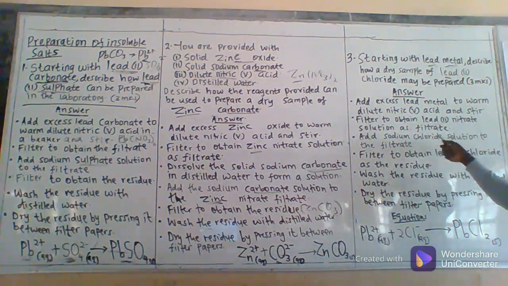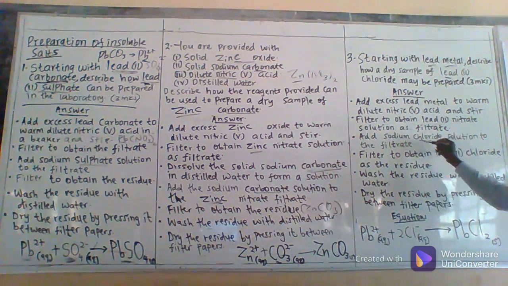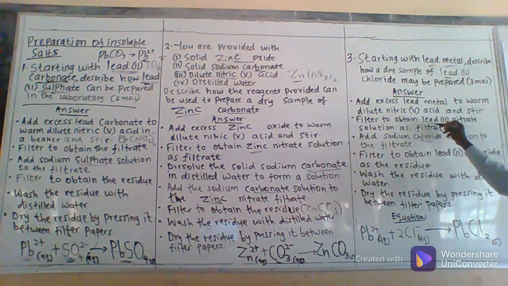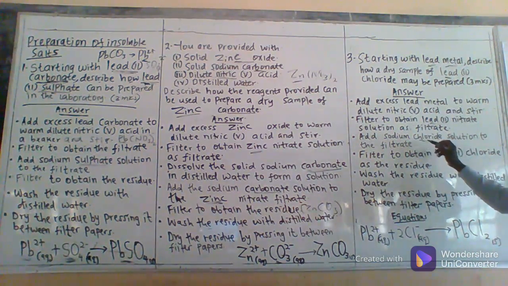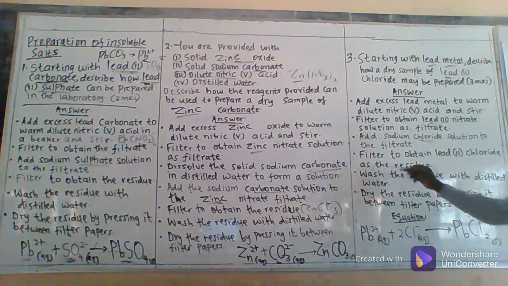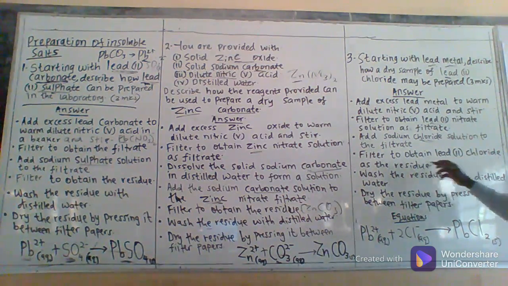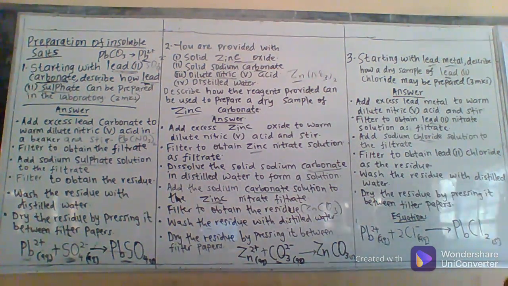Then add sodium chloride solution to the filtrate. Remember, from this sodium chloride solution, you are interested in chloride ions. From the lead nitrate solution, you are interested in the lead ions. So when you add lead nitrate solution to the sodium chloride solution, they are going to exchange ions. So that now it's going to form lead 2 chloride, which is insoluble, and the sodium nitrate will be soluble. So you filter to obtain lead chloride as the residue. But now it might be containing impurities. The next step will be wash the residue with distilled water, and finally dry the residue by pressing it between filter papers.